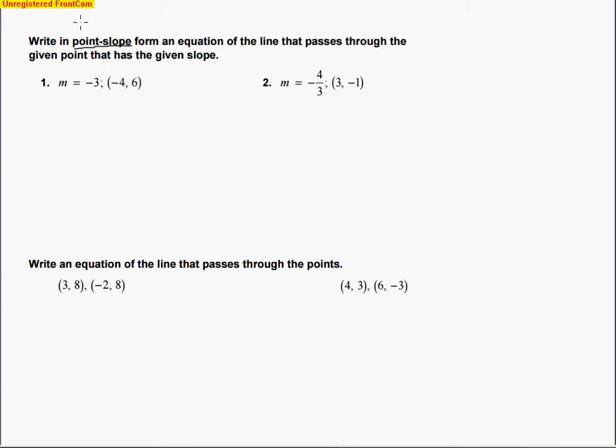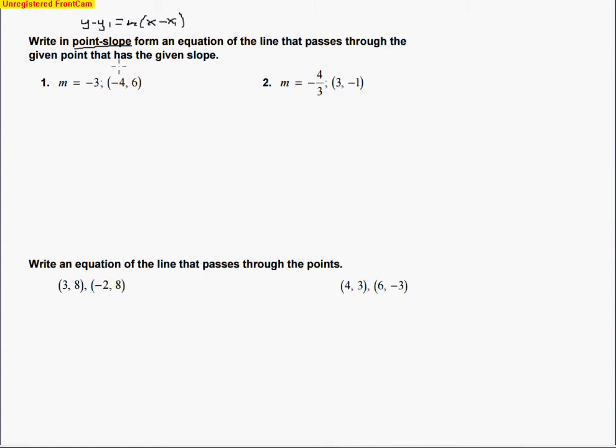So first thing, we need to know what point slope form is. It goes this way. Y minus y1 equals m times x minus x1. So we're basically taking a y component and an x component and the slope and putting it into this equation and coming up with a way to form the slope-intercept form.